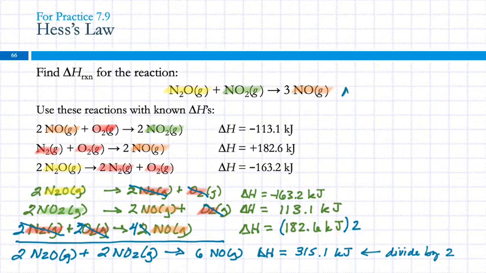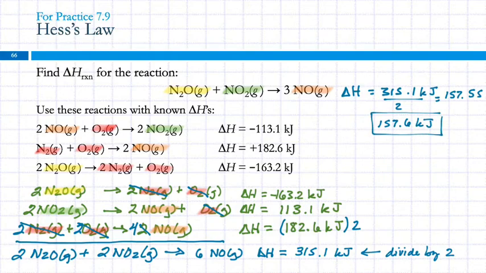So delta H here is going to be 315.1, I don't know what that is, kilojoules, divided by 2. 157.55, keeping the correct number of significant figures, 157.6 kilojoules. Any questions?